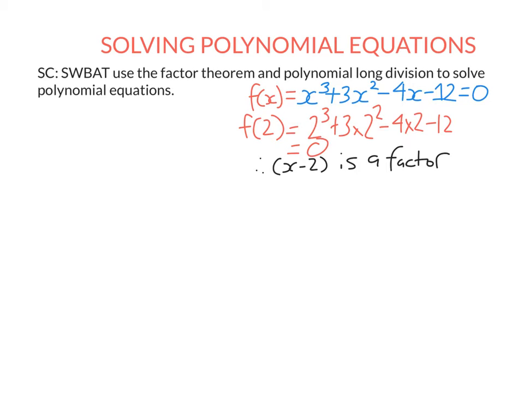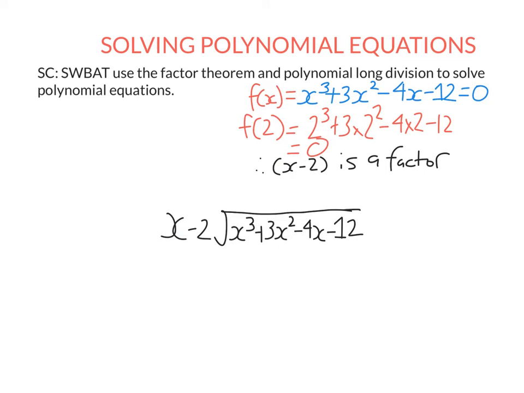Now, we could use the factor theorem and try other factors of 12. The problem is that there are quite a few when you consider positive and negative factors, and there's no guarantee we'll actually find another solution. There may not even be another solution. So instead of using trial and error, once we've got this factor, we can use polynomial long division to find the other solutions. So we're dividing this into this.